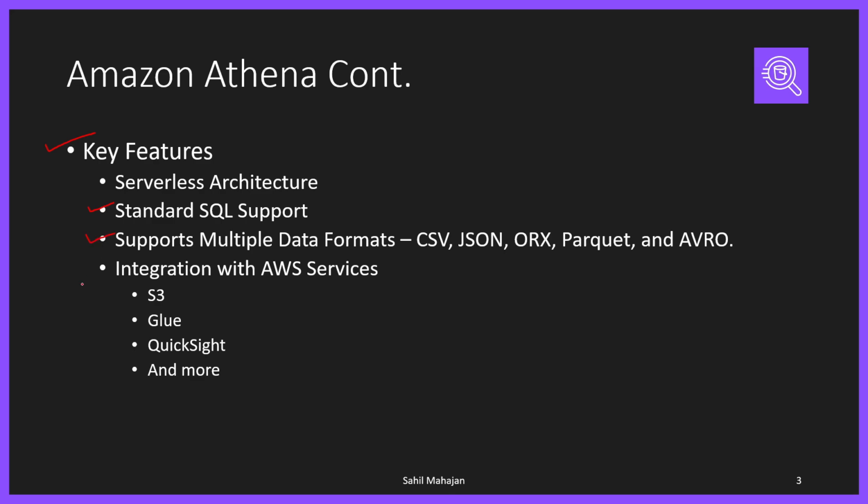It supports multiple data formats like CSV, JSON, ORC, Parquet, and AVRO file formats. These are, again, just a few of the file formats that it supports. There are many more file formats that are supported. And also, Amazon Athena can be integrated with various AWS services. A few that I've mentioned over here is S3. Of course, Amazon Athena is built for S3. It can also be integrated with Glue, QuickSight, and much, much more.